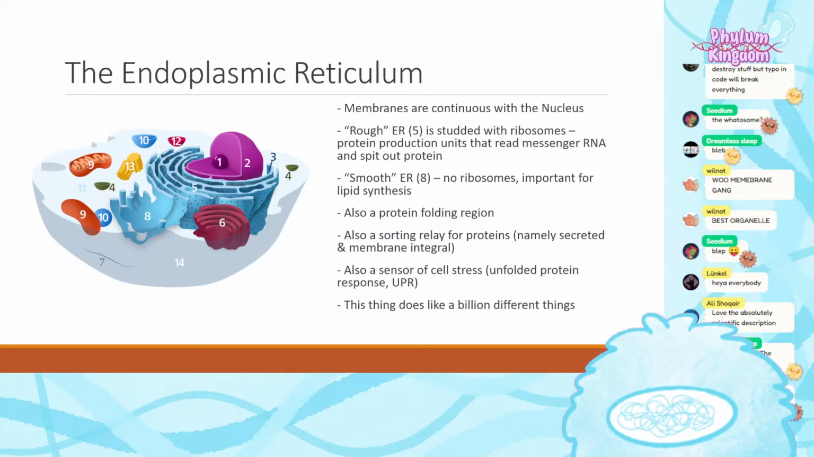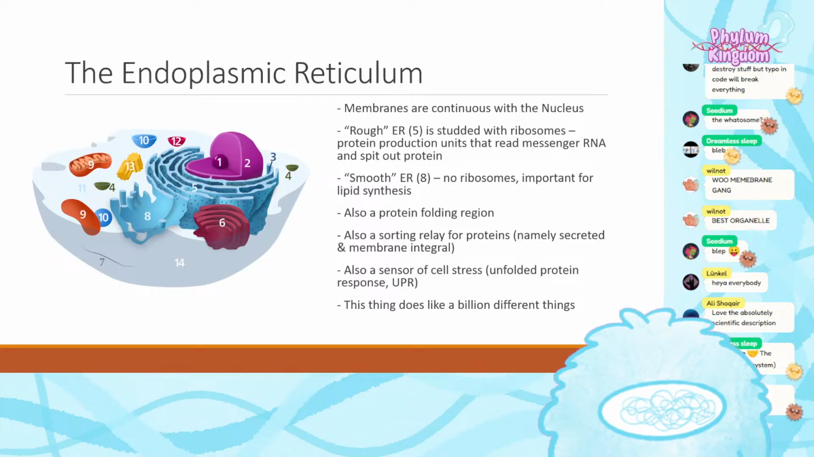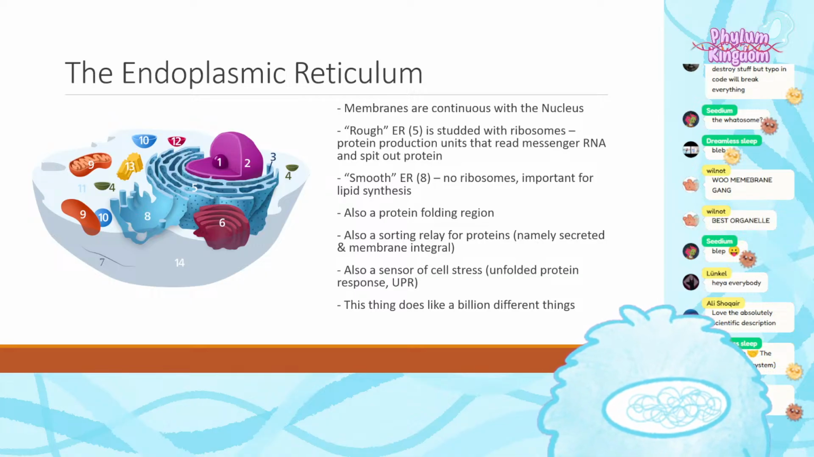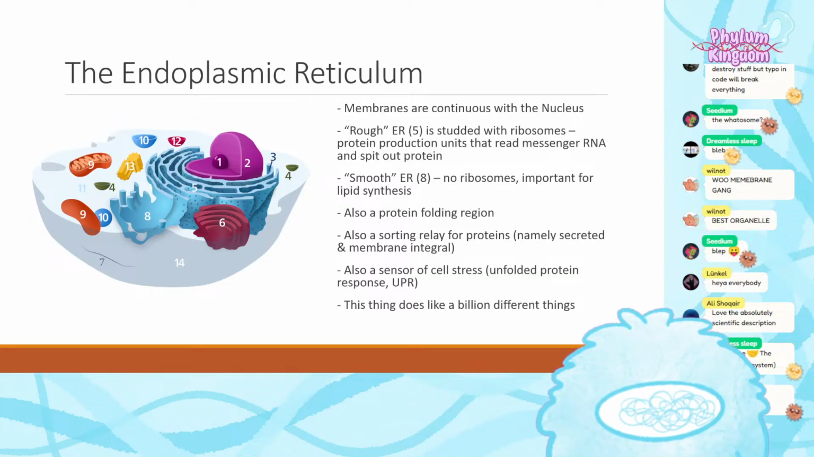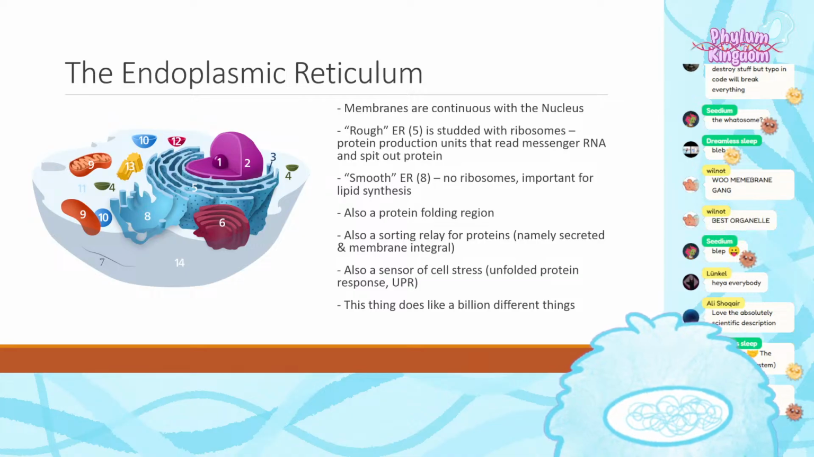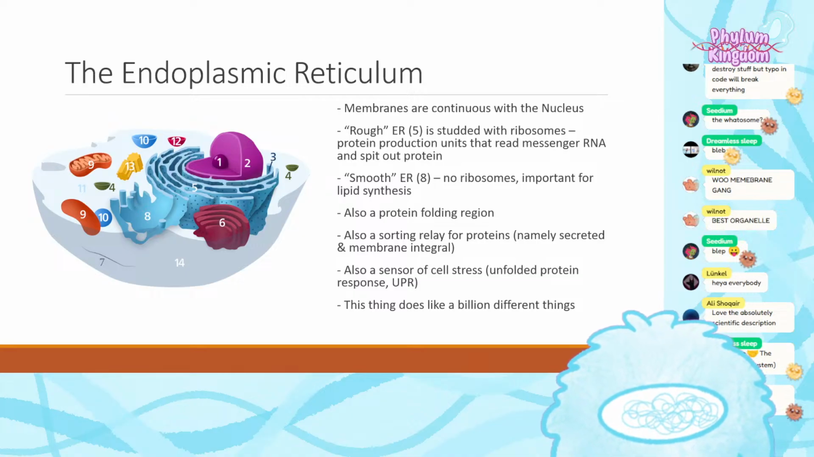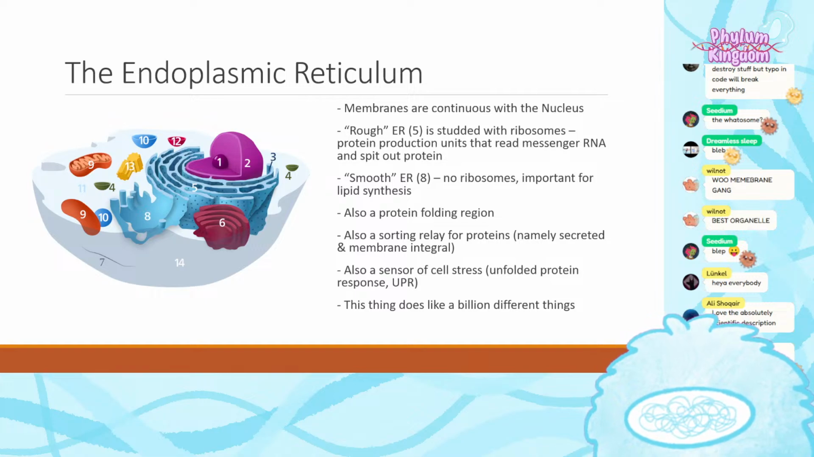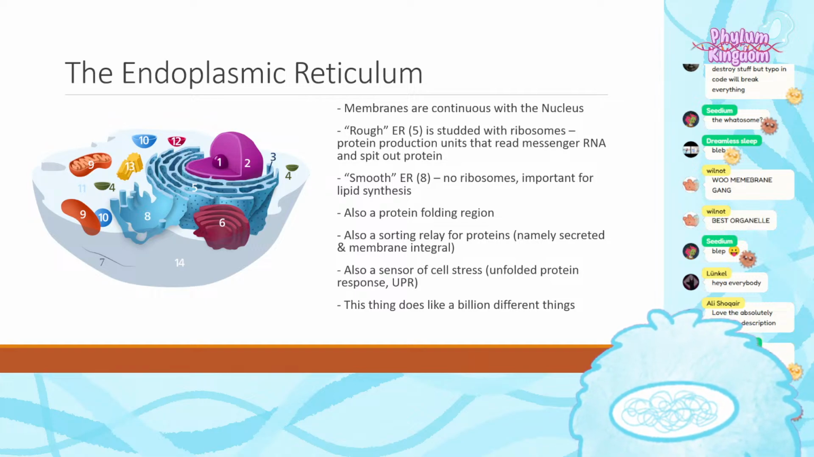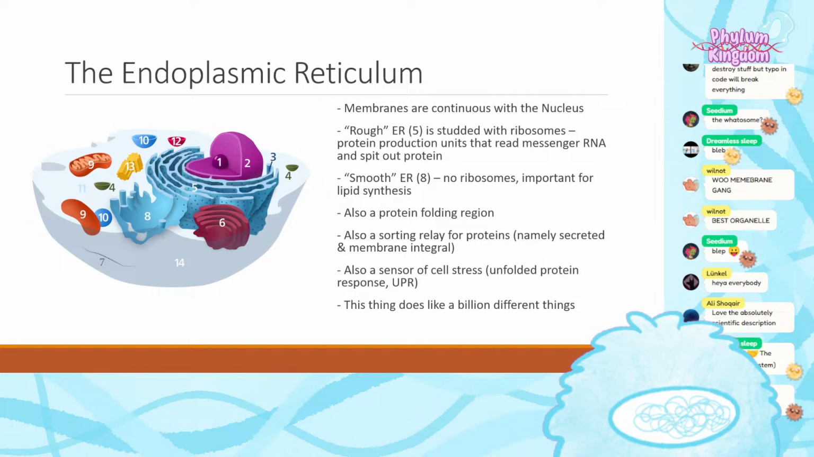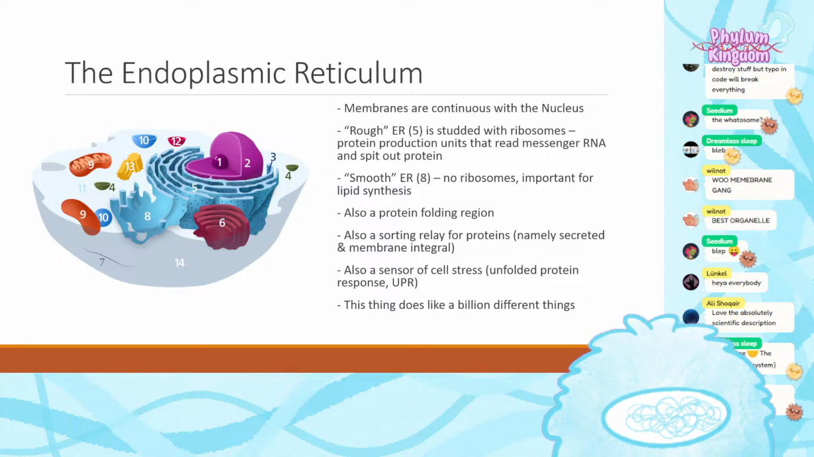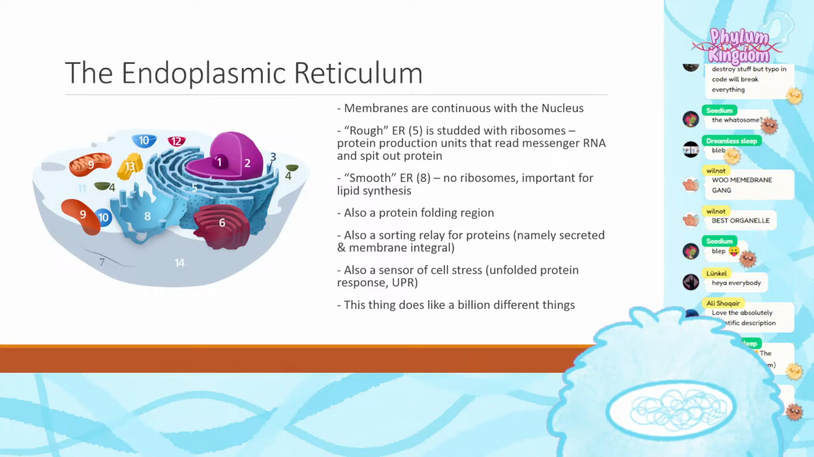There are a lot of things that this organelle does. The rough ER is studded with ribosomes, which are the cell's protein factories. These are protein production units that read messenger RNA and spit out protein. And then the smooth ER doesn't contain ribosomes. This is an area that is important for lipid synthesis, especially important for cells that detoxify things, specifically in the liver. This organelle does like a billion different things, impossible to get through all of it, but it also acts as a sorting relay for proteins, namely secreted and membrane integral proteins.